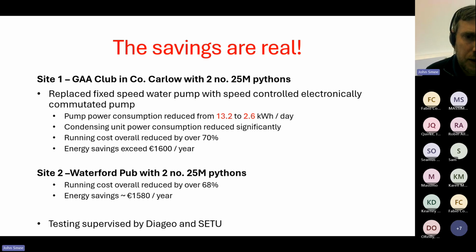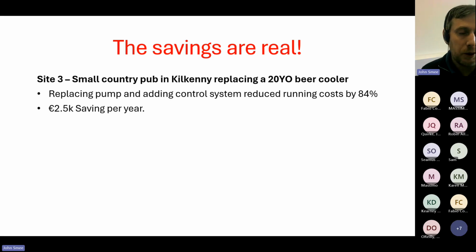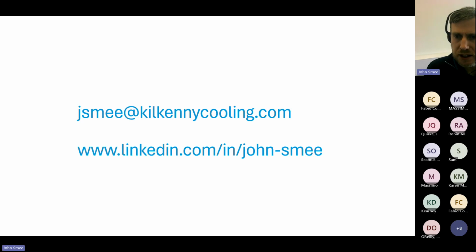Now, in these applications, these were brand new coolers before and after, but in this one, I took a pub that was replacing an old beer cooler and measured the pumping, measured the power consumption before and after. And we got a running cost reduction of 84%. The guy said that his actual power consumption for the entire pub halved, so he's very happy, saving 2.5 grand a year. So that concludes the presentation.